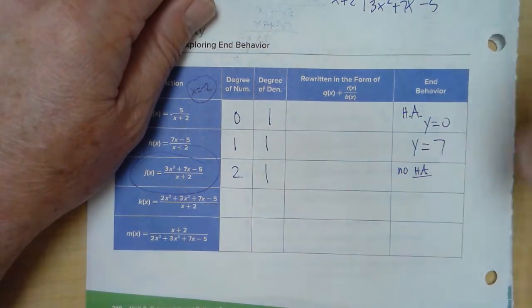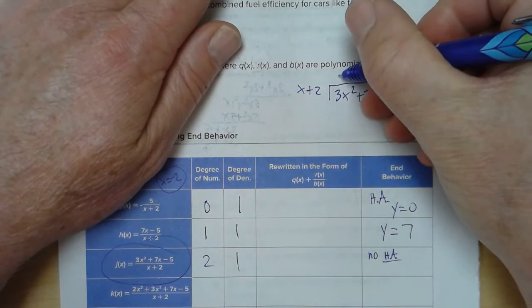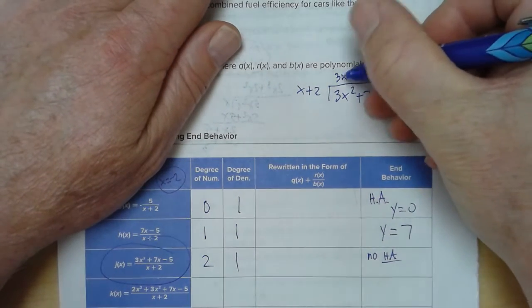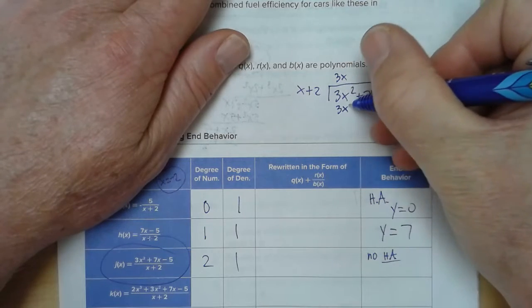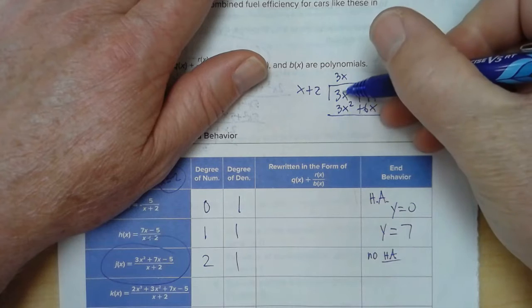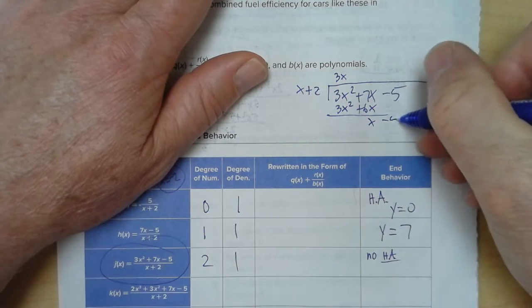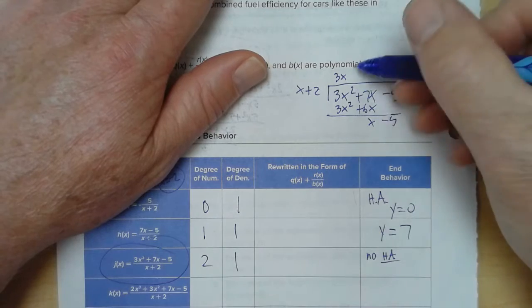You're dividing something up, a fraction. So pick it out, 3 and x. This times this would be 3x squared, this times this is 6x. Then we subtract and we subtract. So 7 minus 6 is x minus 5.